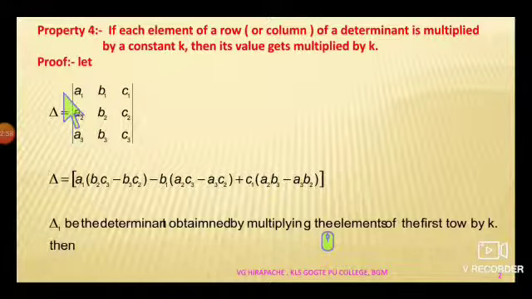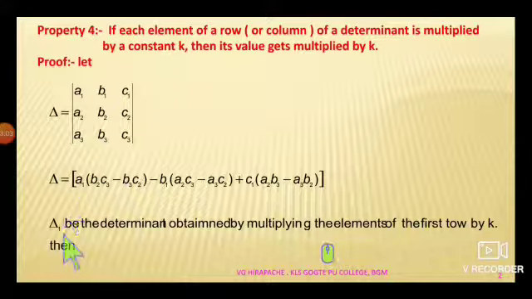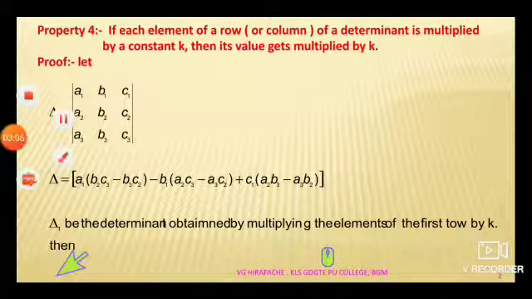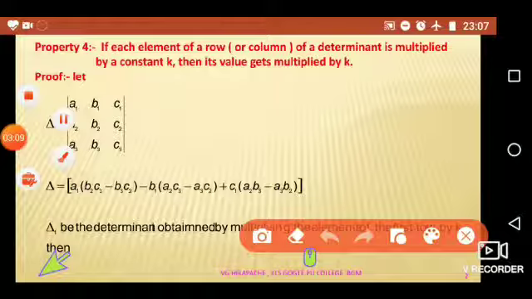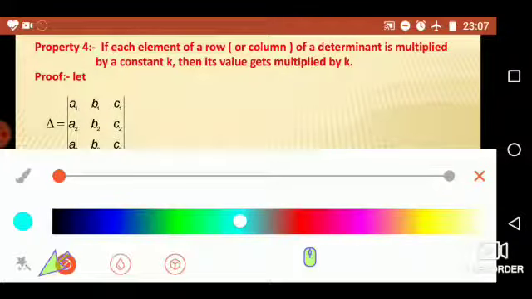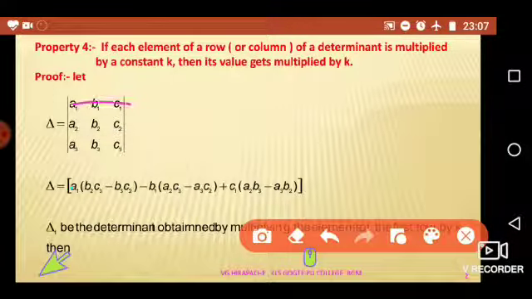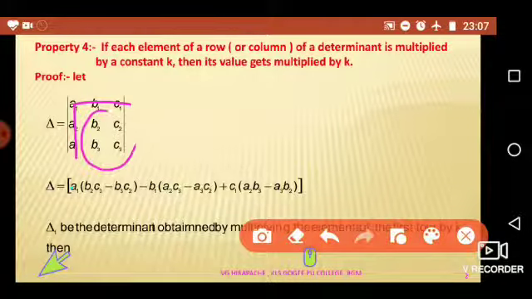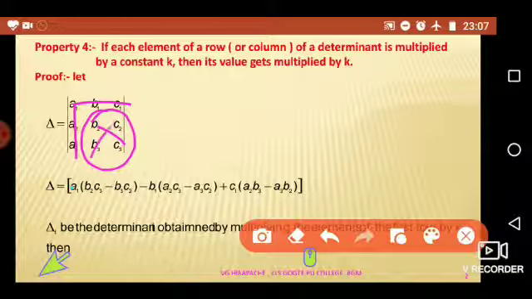The first row, first element is a1. Deleting the row and column consisting of a1, we are left with a second order determinant. Therefore, we have a1 into b2 c3 minus b3 c2.